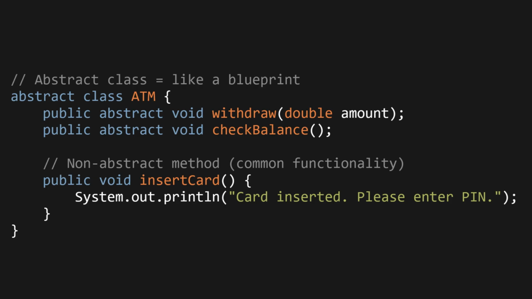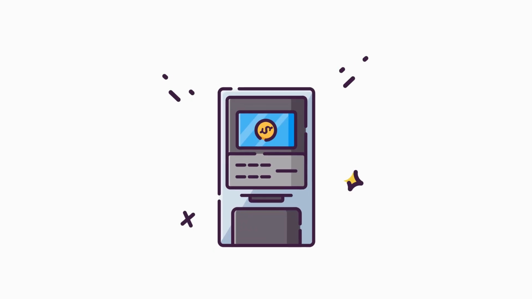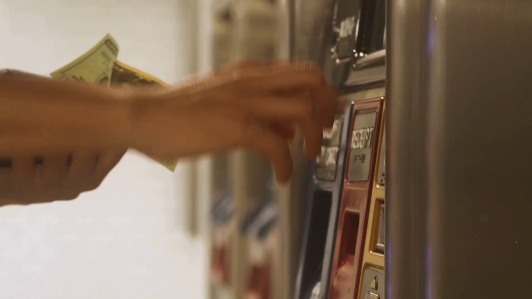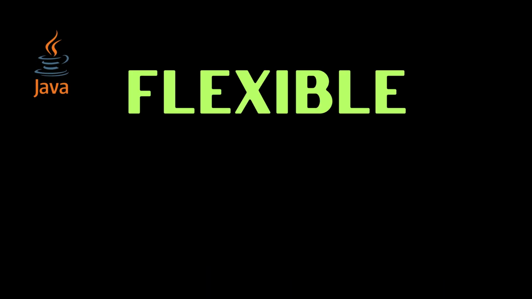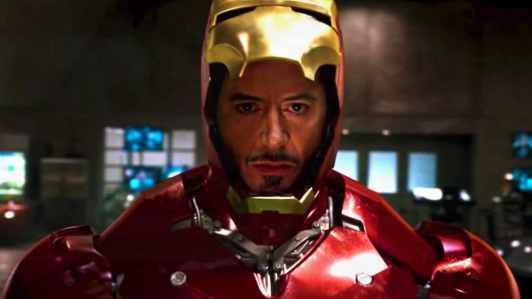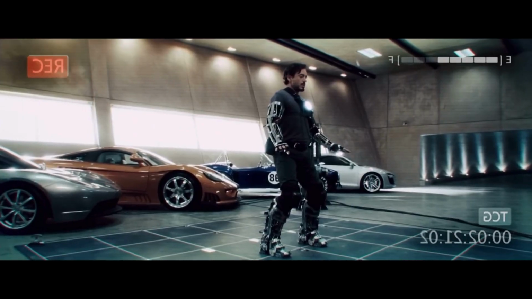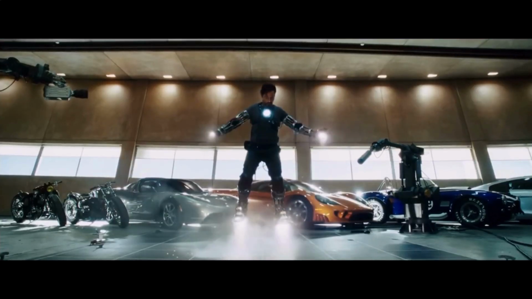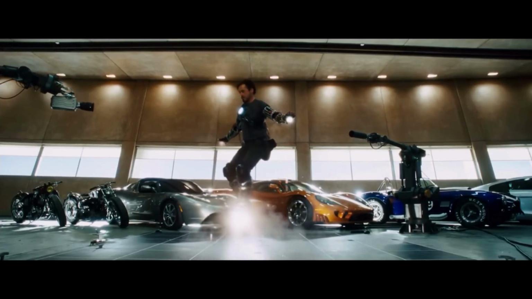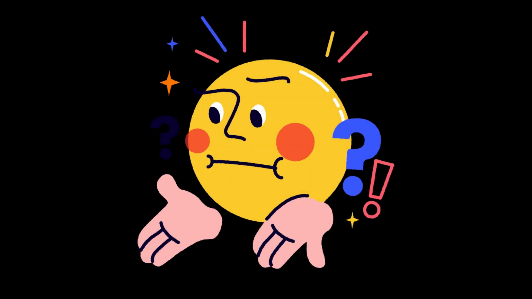They say what should be done, but not how. Different banks can have their own ATM implementation. The user doesn't care how the backend works. Abstraction makes code flexible, reusable, and easy to update. Think of Jarvis in the Iron Man suit. Tony just says, Jarvis, give me flight mode. He doesn't need to know every line of code Jarvis is running in the background. That's abstraction. So in short, abstraction is showing only what's needed and hiding the rest.